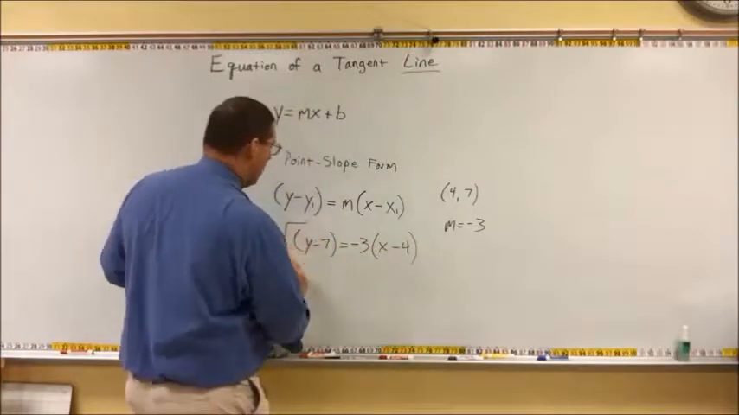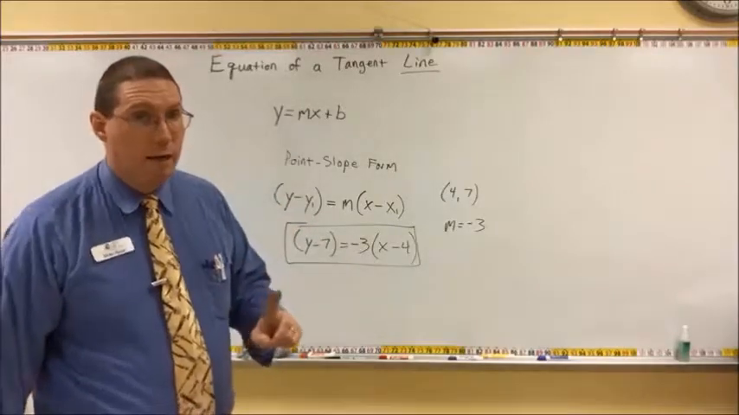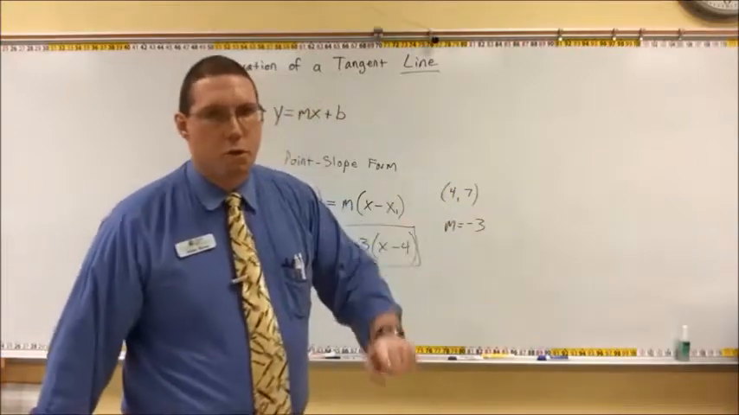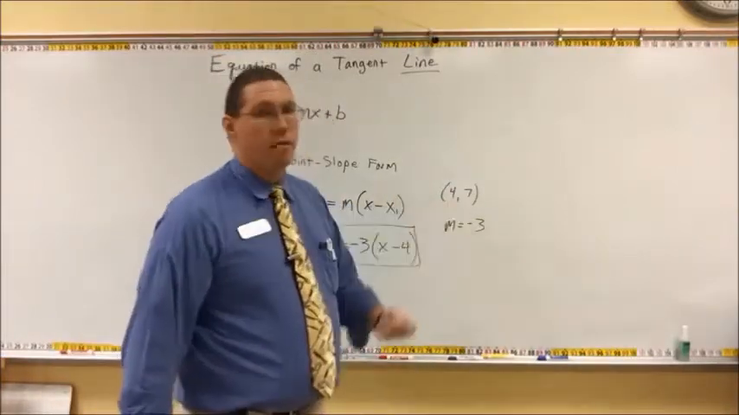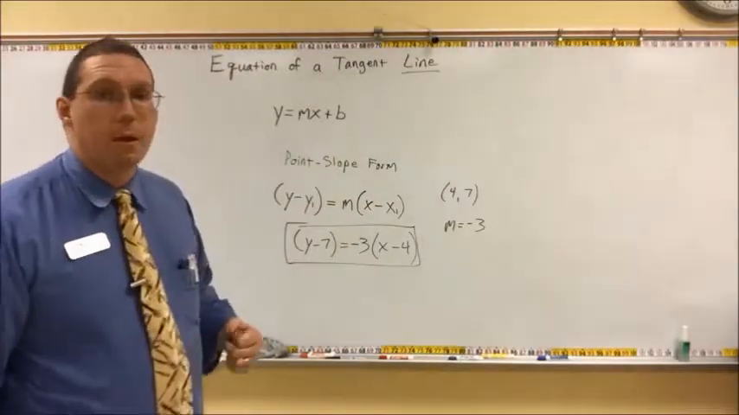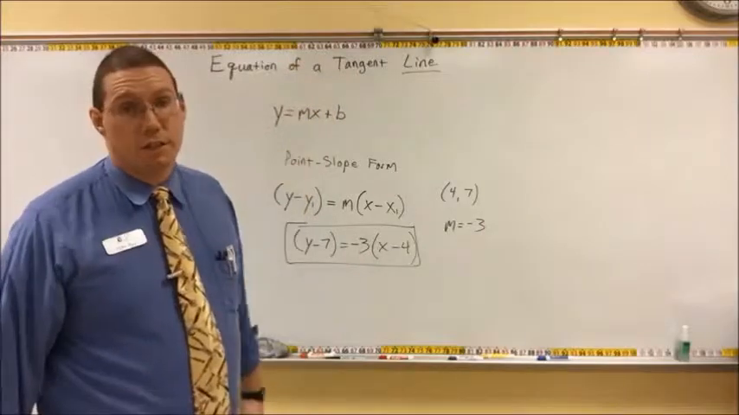And this is the equation of the line that has a slope of -3 and passes through the point 4, 7. Okay? So this is how we use point-slope form. So now let's go to identifying the equation of a tangent line.